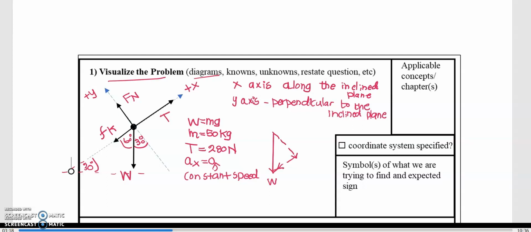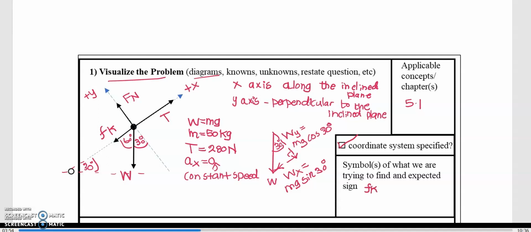Now, if you look at the weight, you can resolve this weight into two components. One along the y-axis, mg cosine 30 degrees, is the y component of weight, and the x component of the weight is mg sine 30. You can say this is a right triangle. Use your knowledge of trigonometry to resolve the x and y components. And applicable concepts, this is section 5.1.